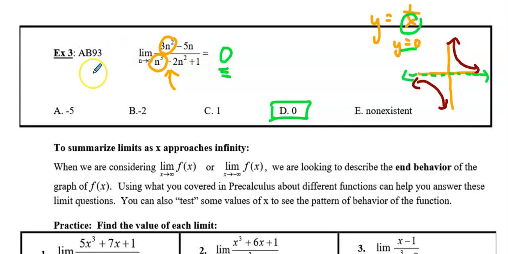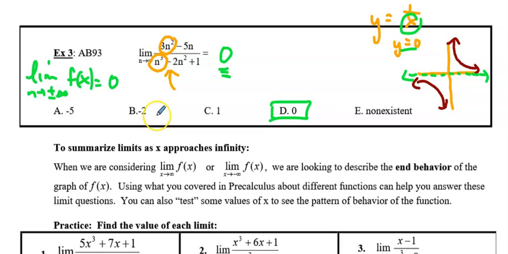Just like previously, if I told you guys the limit as n approaches either positive or negative infinity of our function, it doesn't matter which one. If the degree in your denominator is bigger, it doesn't matter what else is going on in here, then the answer is always going to be 0.